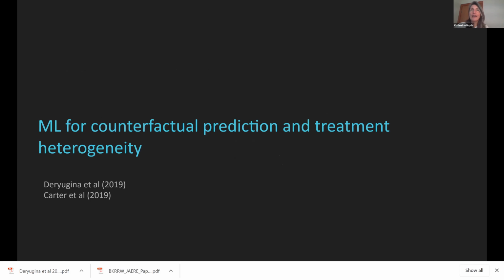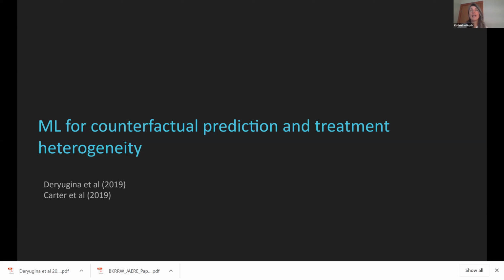Okay, now I want to barrel on, because I want to spend just a little bit of time on this second last paper, that uses both counterfactual prediction, but also uses machine learning for treatment heterogeneity. It's a recent paper in the AER by Tatiana Deryugina and colleagues. Again, it's looking at the effects of air pollution on health.